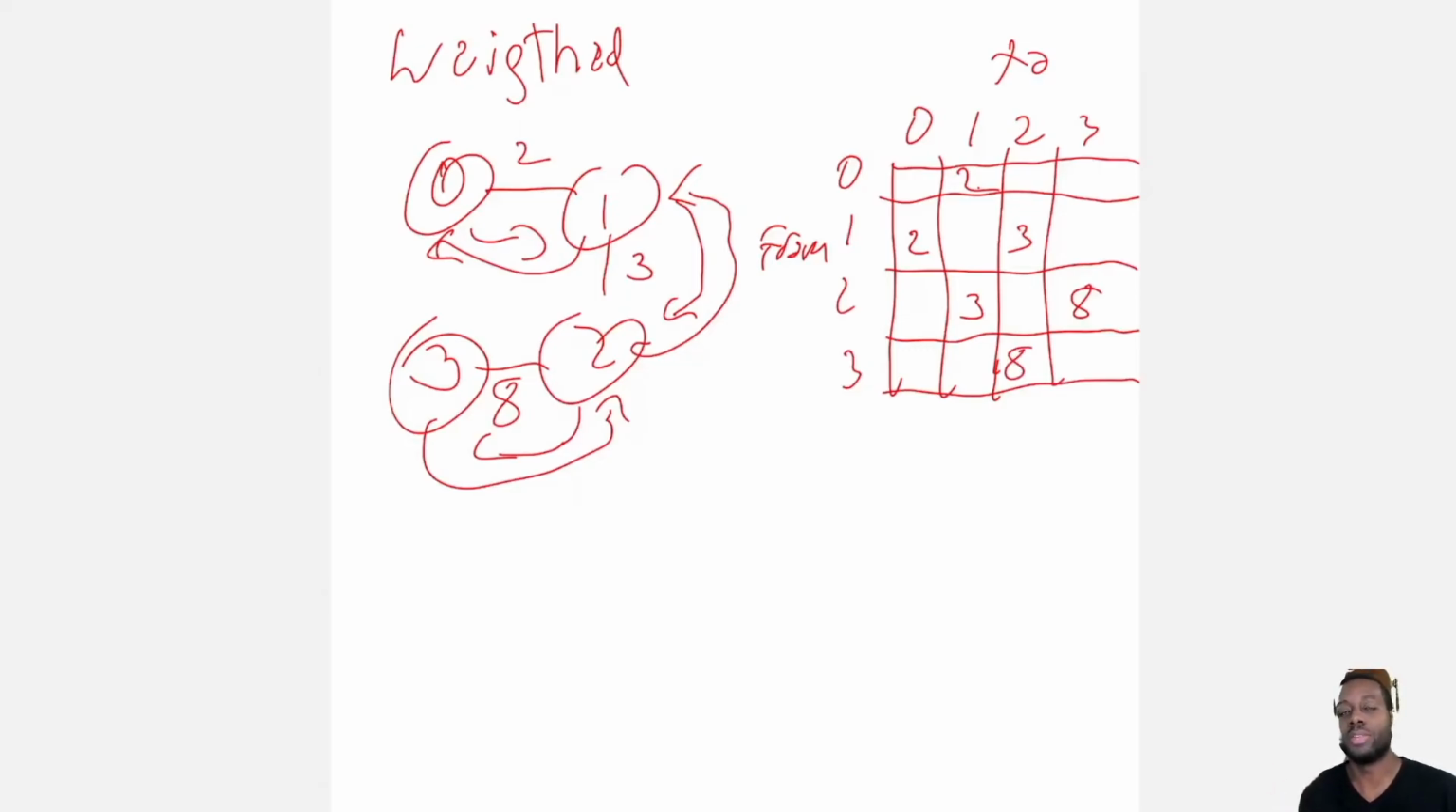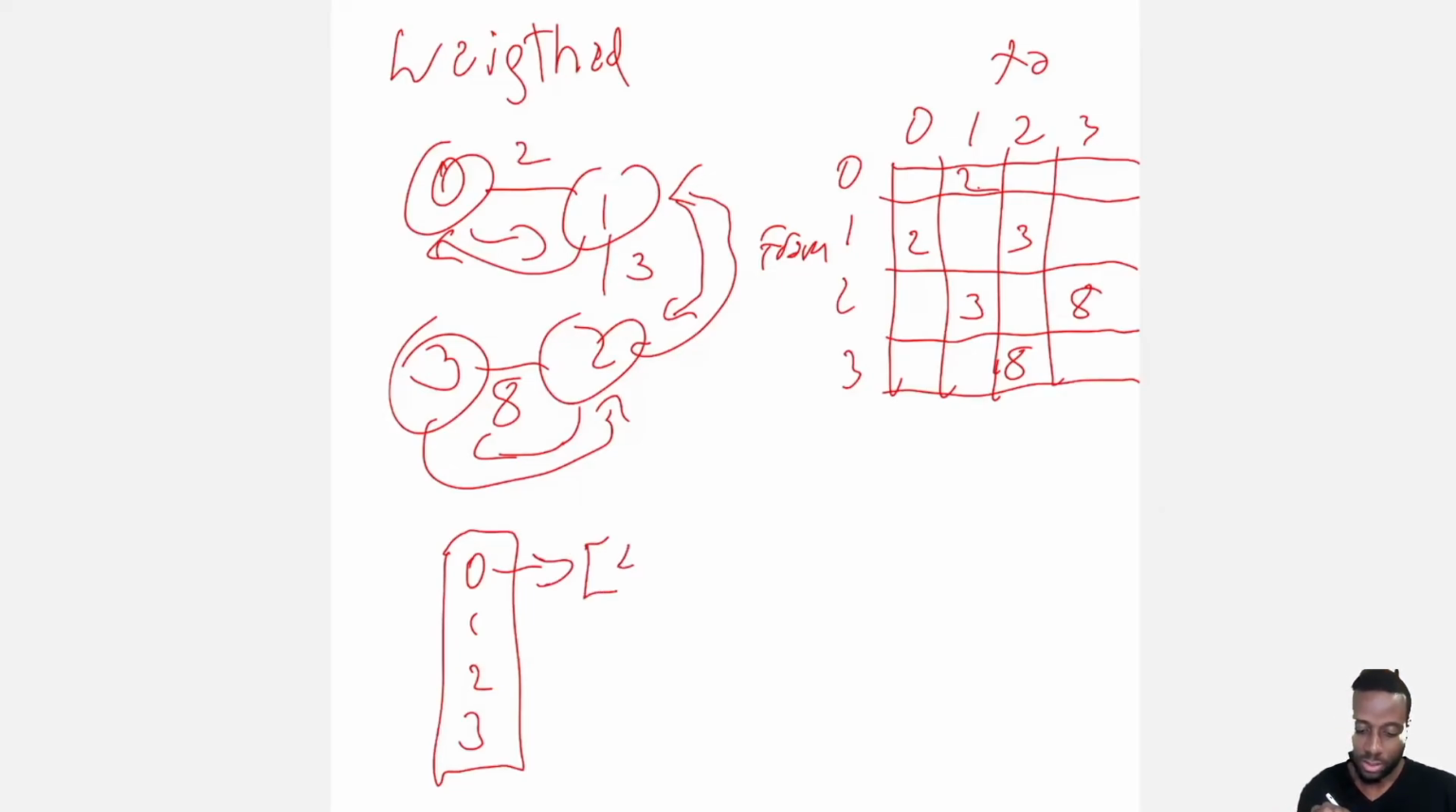So let's quickly do it with the adjacency list, guys. So we got 0, 1, 2, 3, pointing to. Now the nodes are going to be stored as a pair, guys. So we're going to have a pair. We can go from 0 to 1, so the node is a 1, and then the cost is going to be stored with it, so it's going to be a 2. And then we're done with this one.